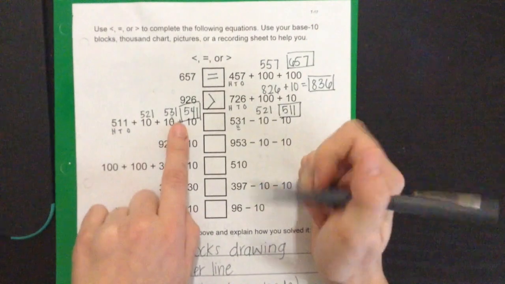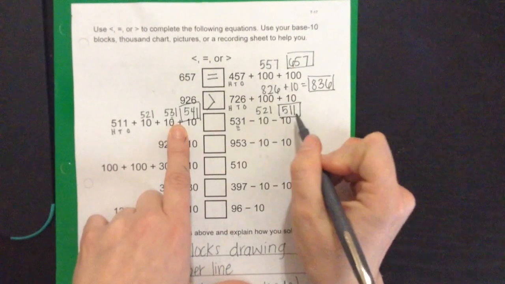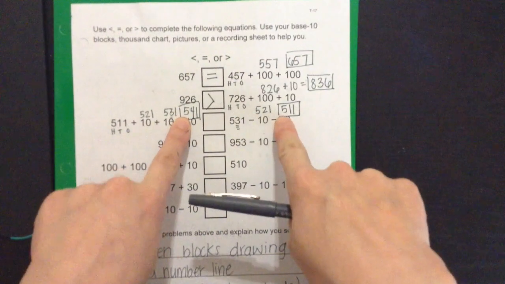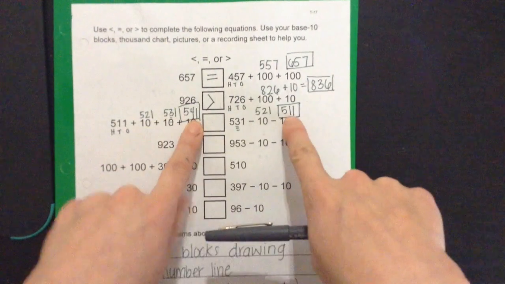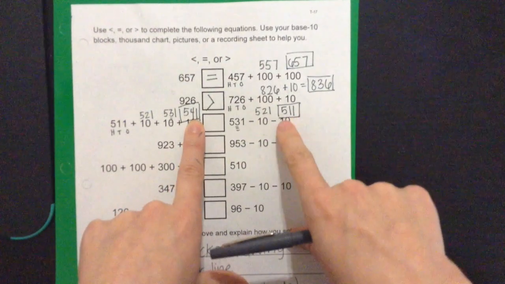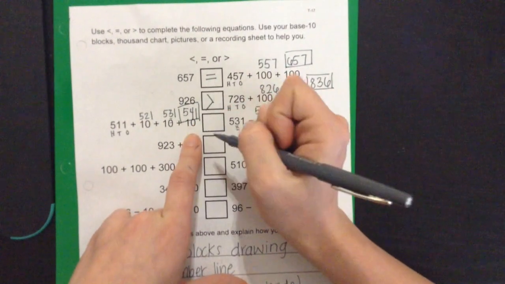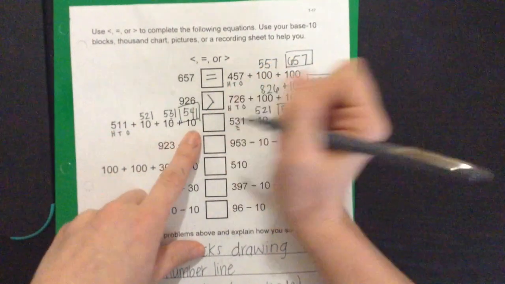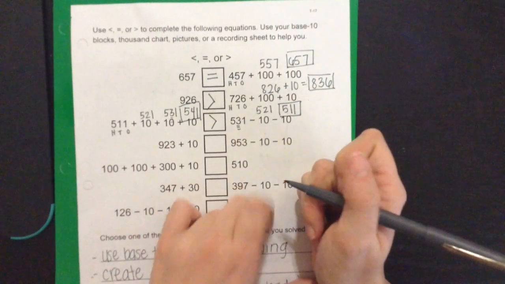So is 541 less than, equal to, or greater than 511? Let's use that same strategy. This time we've got 5s in both of the hundreds places. So what do we do? We move into the tens. There's a 4 here and a 1 here. So 40 and 10. Which one is bigger? 540 or 510? 540 is bigger than 510. So we know that 511 plus 10 plus 10 plus 10 is greater than 531 minus 10 minus 10.